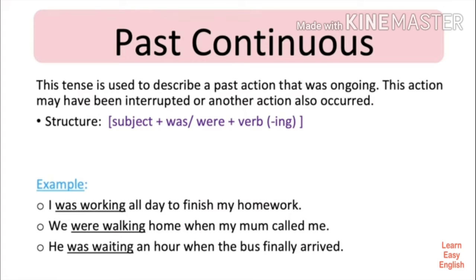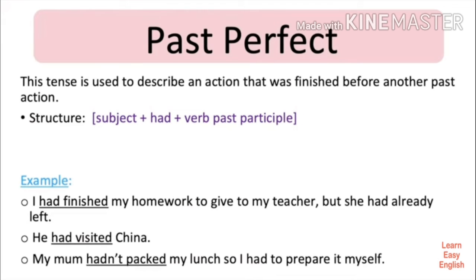Now the next one is past perfect tense. This tense is used to describe an action that was finished before another past action, which means we had completed something in the past only before the occurrence of another past event. For example, I had finished my homework to give my teacher, but she had already left. He had visited China. My mum hadn't packed my lunch, so I had to prepare it myself.